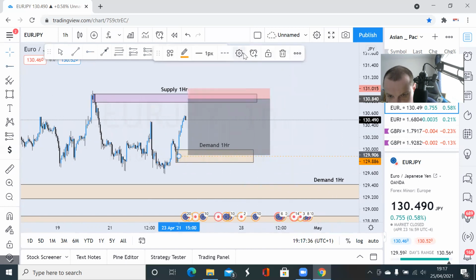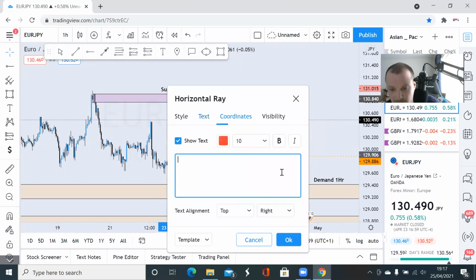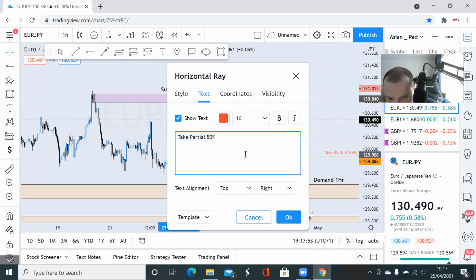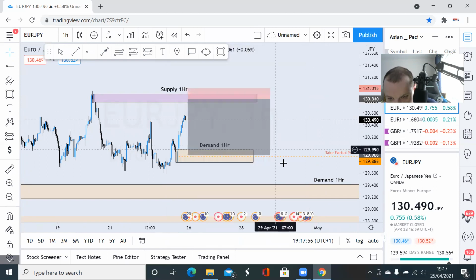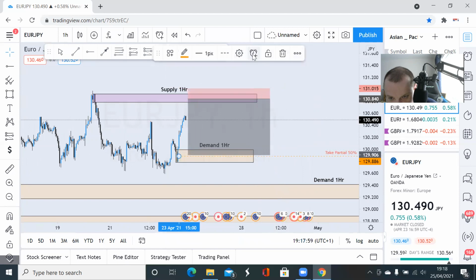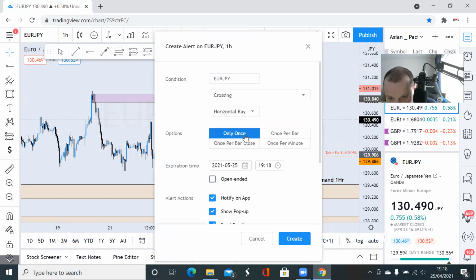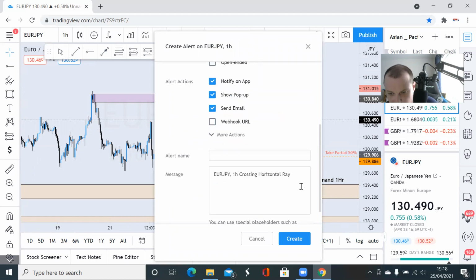Okay. If it was to come to that, you could take partial 50%. Okay, all that means is you've got an alarm set. Okay, let's take a look. Once per bar close, set an alarm, take partial 50%, move SL to break even.